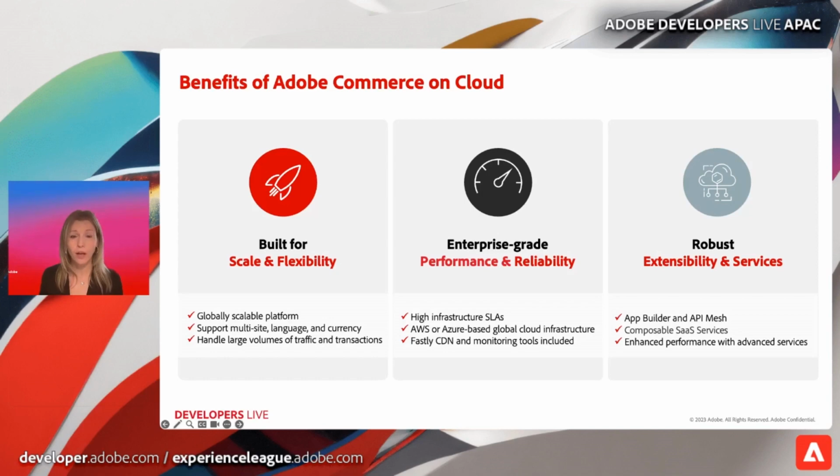We also have our composable SaaS services. They provide an additional API surface that makes catalog data retrieval faster. And because they're cloud-based services, they also are incredibly reliable and always up to date. Faster retrieval of data and more reliability means a better customer experience, and that means better conversion rates.